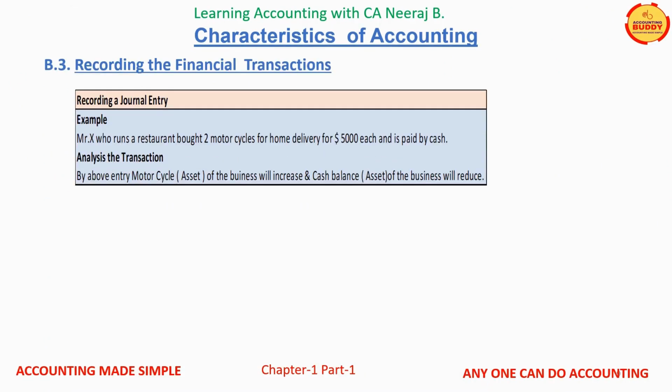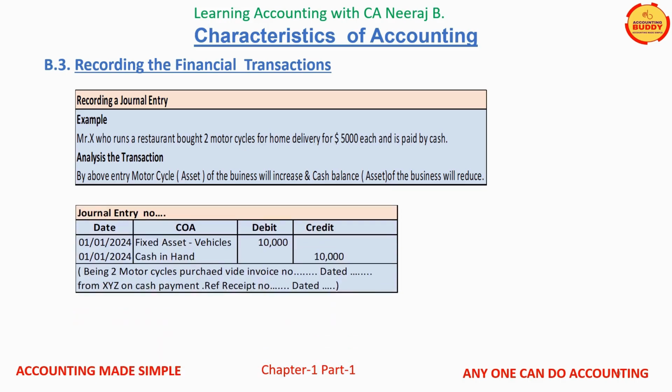Let us understand recording of a business financial transaction in journal book with below example. Mr. X, who runs a restaurant, bought two motorcycles for home delivery for $5,000 each, and the transaction is settled by cash. If you analyze the above business transaction, the motorcycles, which are the assets of the business, will increase and the cash balance of the business will reduce. This is how a typical journal entry will look like.